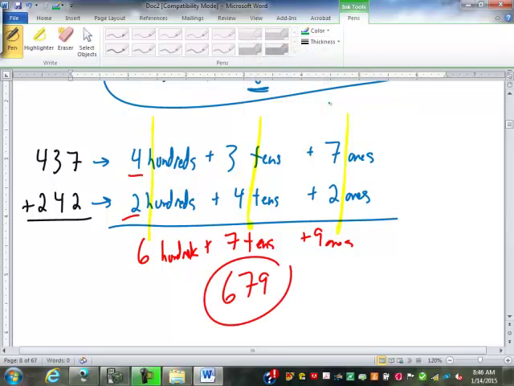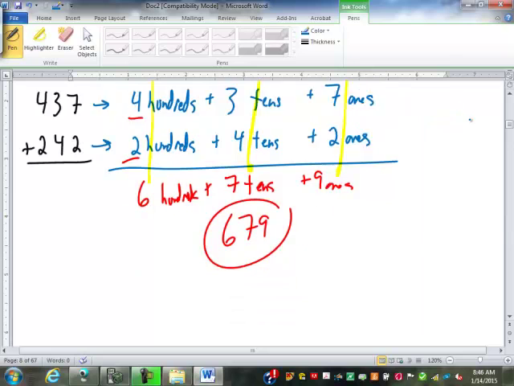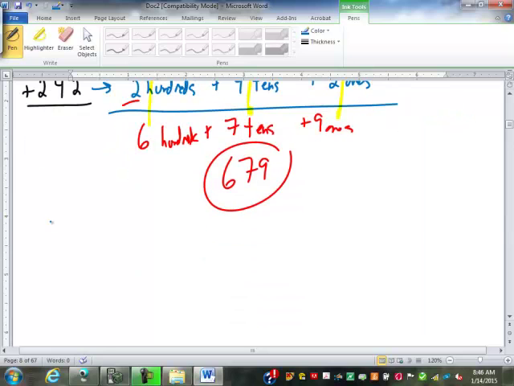Well, some of you might be looking at that thinking, he did that backwards. I started on the left and went to the right. We normally start on the right and go back to the left. Why do we go that direction? Well, because in case we have to carry.